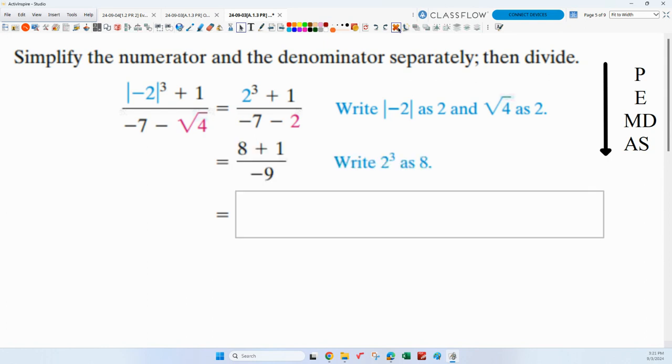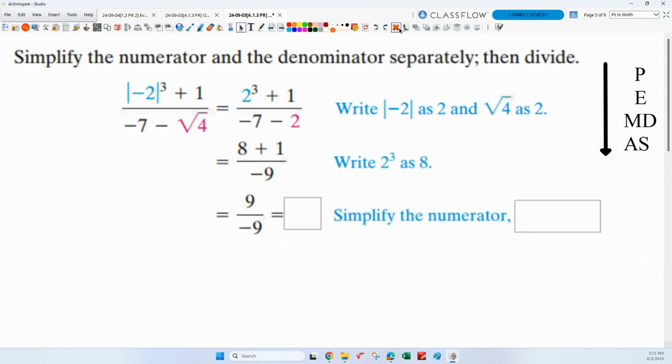One thing left to do on the top. 8 plus 1 is 9, and then finally, last step. We got the top simplified and the bottom simplified. Now we divide. We simplify the quotient. What's 9 divided by negative 9? Negative 1, and we are done.